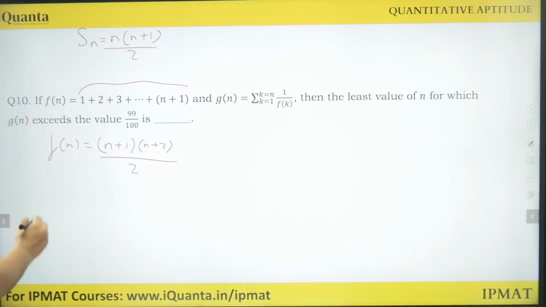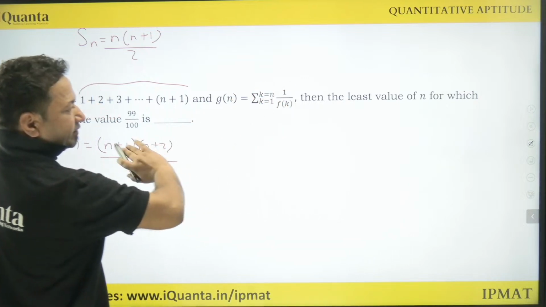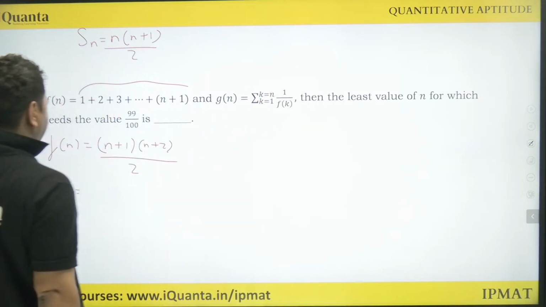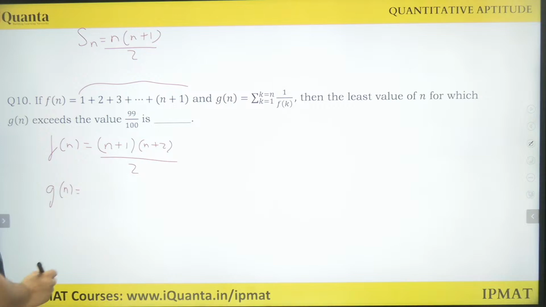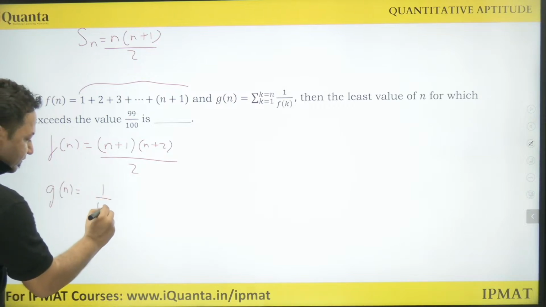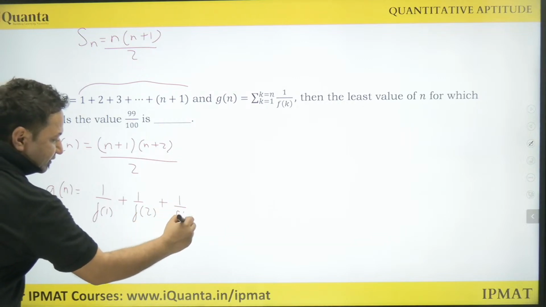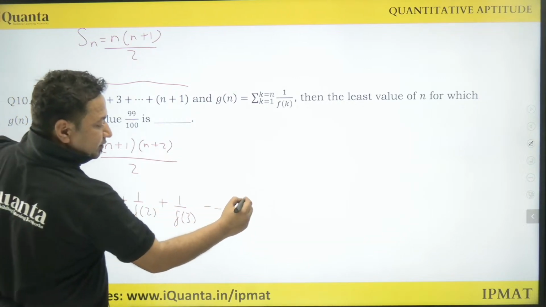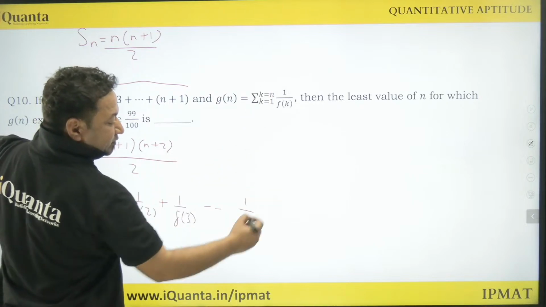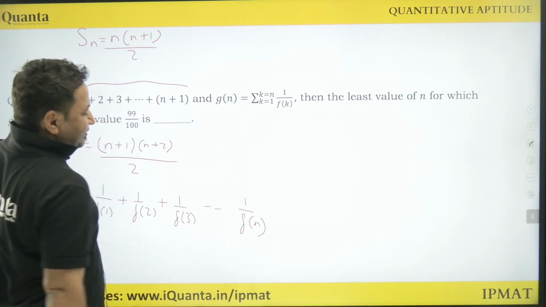Now Gn, sigma summation, is 1 by f1 plus 1 by f2 and so on, right? So this will be 1 by f1 plus 1 by f2 plus 1 by f3 and so on, till k goes to n, 1 by fn.